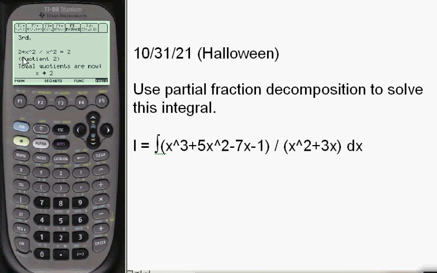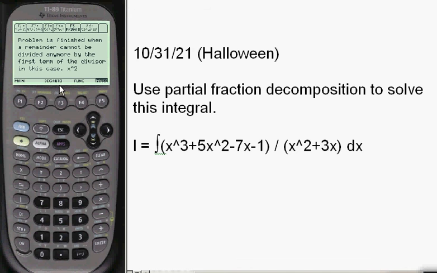Now we divide what we just found by x squared again. Equals 2. So the total quotient now is x plus 2, okay? And fourth, we multiply 2 times the divisor, and we get 2x squared plus 6x plus 0. We subtract that, we get minus 13x plus minus 1.